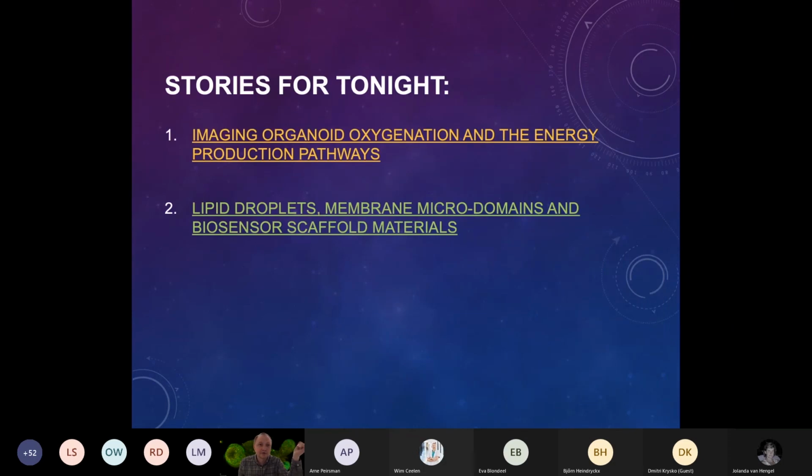So the stories for tonight: first of all, I'm going to give you an example of how you can image organoid oxygenation and the energy production pathways using the FLIM biosensors. And the second story will be about combining the biosensor scaffold materials, so labeling matrigel, with the analysis of dynamics of lipid droplets.